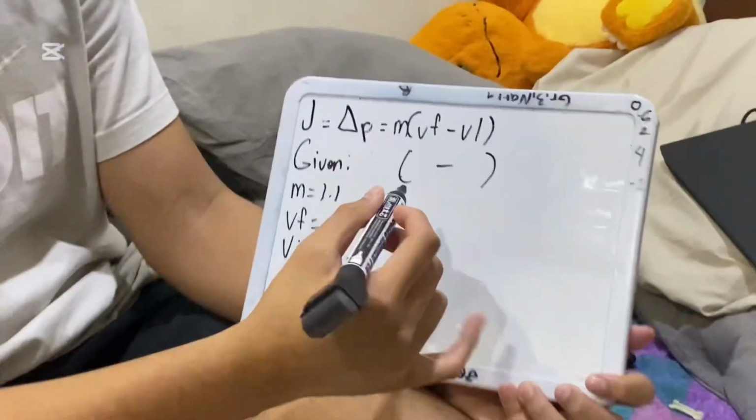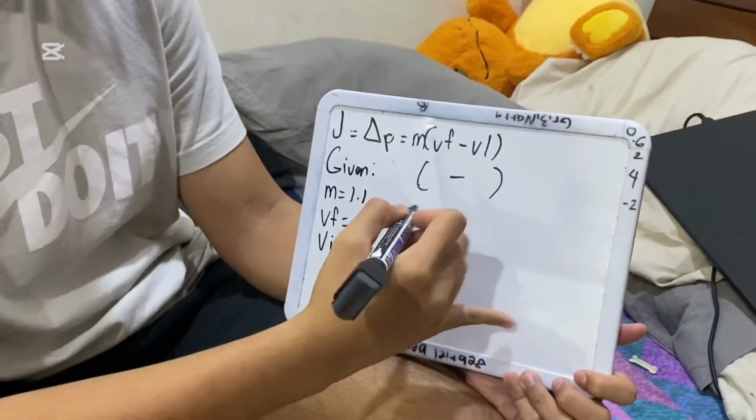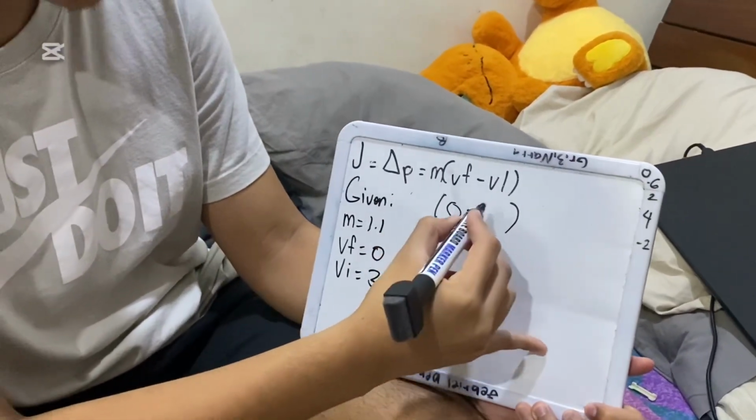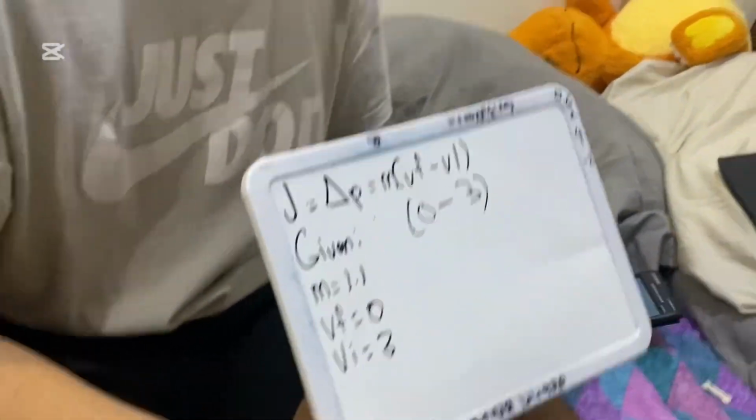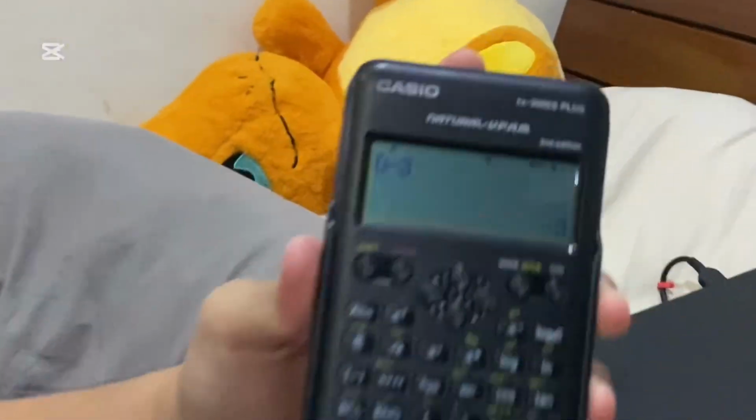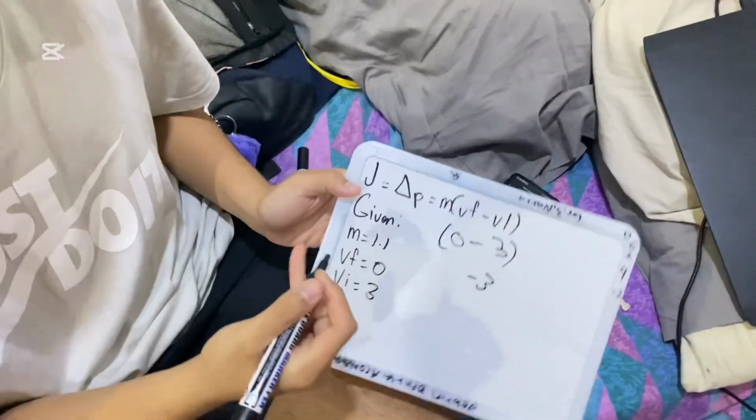So first, we're going to subtract them. So 0 minus 3. Let's put it in the calculator just to see. Oh! I didn't even have to solve it. It was already there. It's negative 3.